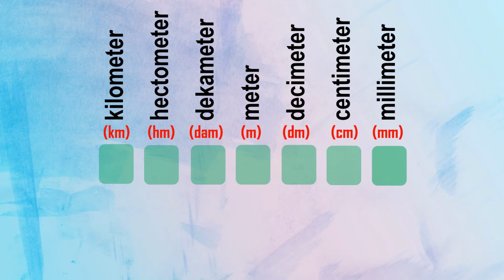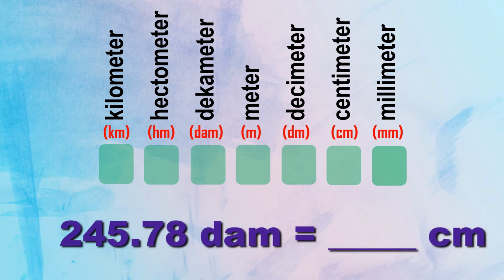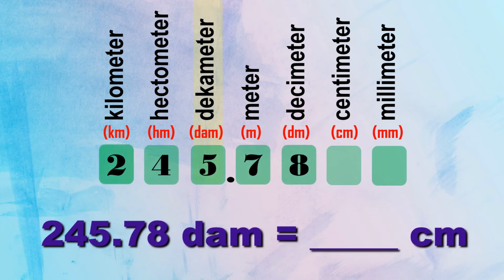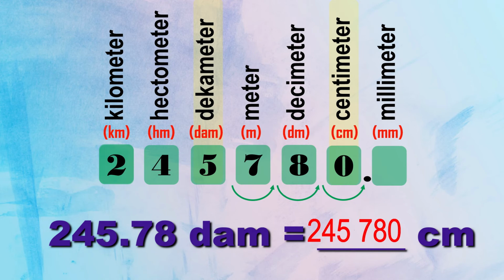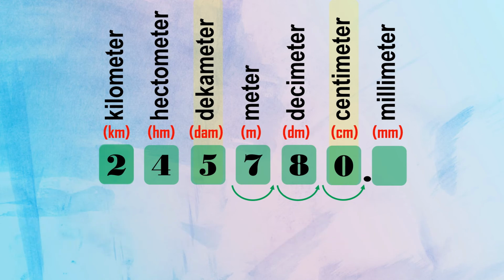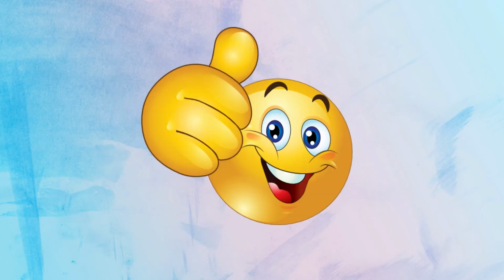Let's try another. What is 245.78 decameter in centimeter? Yep, move the decimal point to the right till you reach the centimeter. We got 245,780 centimeters. Did you get that?